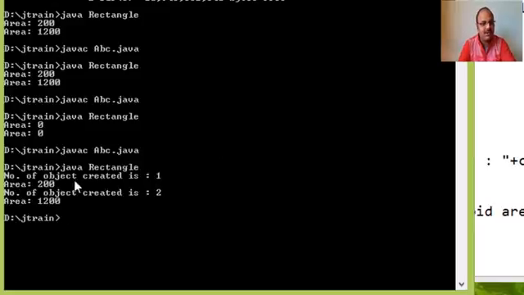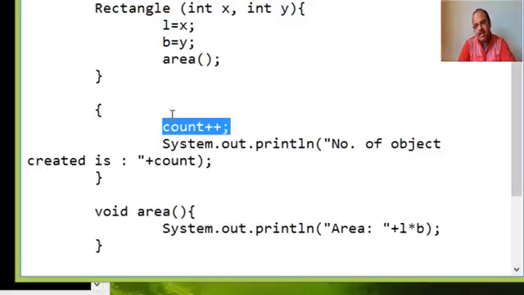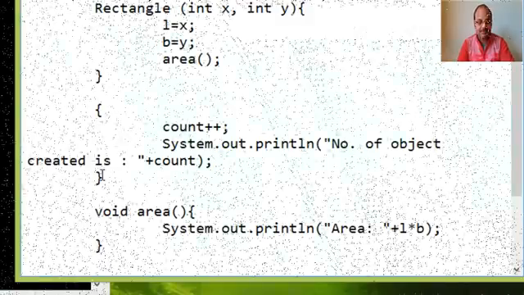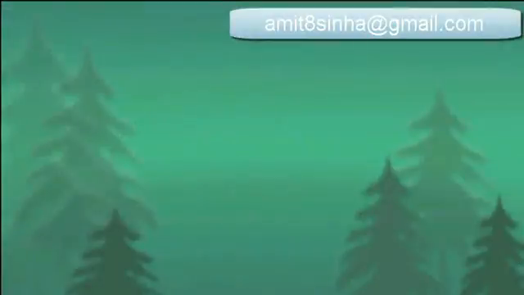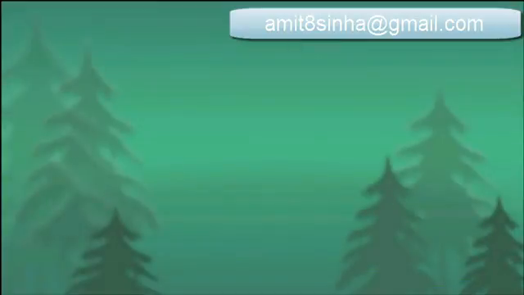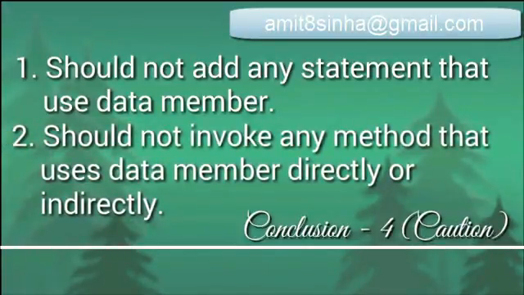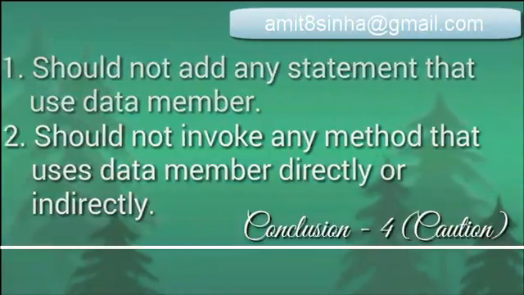Here the number of objects created is 1, and the first area is 200; number of objects created is 2, and the area is 1200. So we can use a static data member in an anonymous block, but we cannot use a data member or instance member in an anonymous block. We can just initialize with the help of an anonymous block. Take care when using an anonymous block. We should not add any statement that uses a data member, or we should not call any method that directly or indirectly uses a data member.